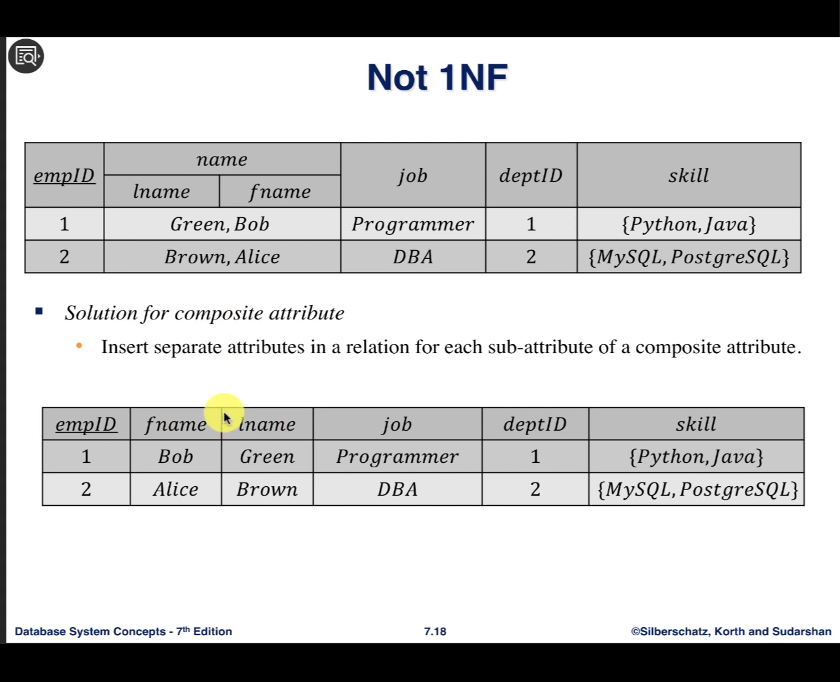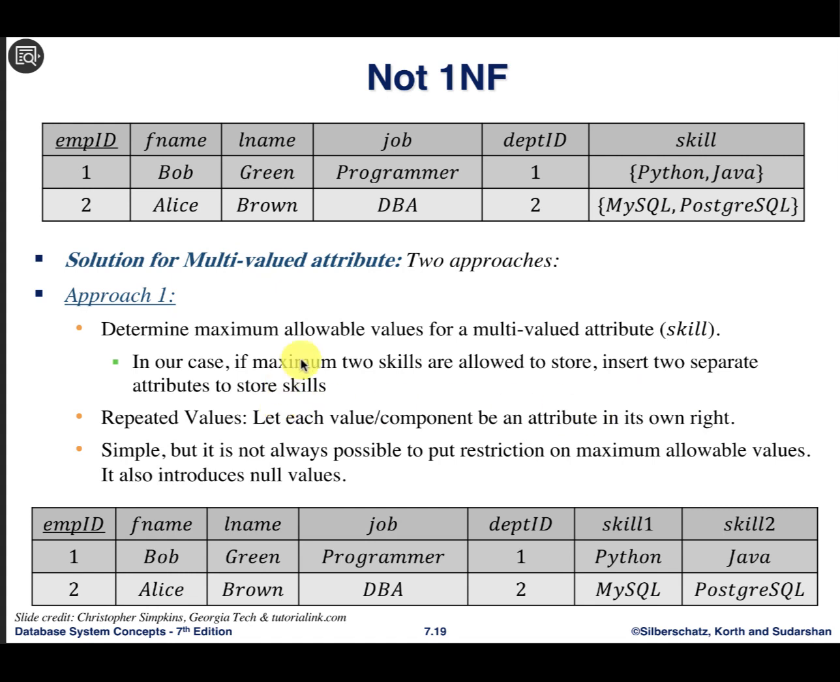So I fixed the composite attribute, and this is exactly the way we did it before. Good. How about the multivalued attribute? I'm going to show you two different solutions. The first one, I'm going to do what?